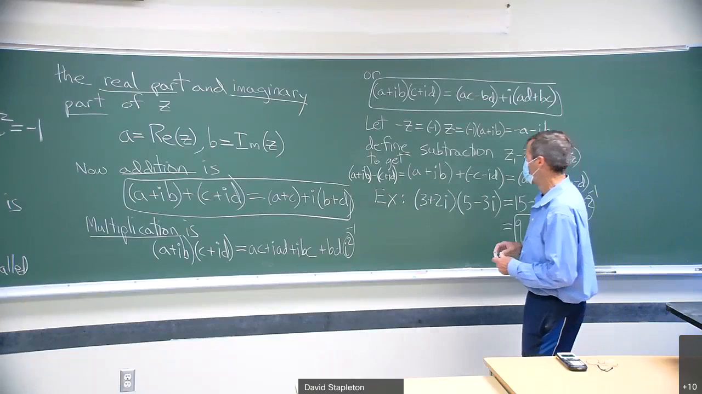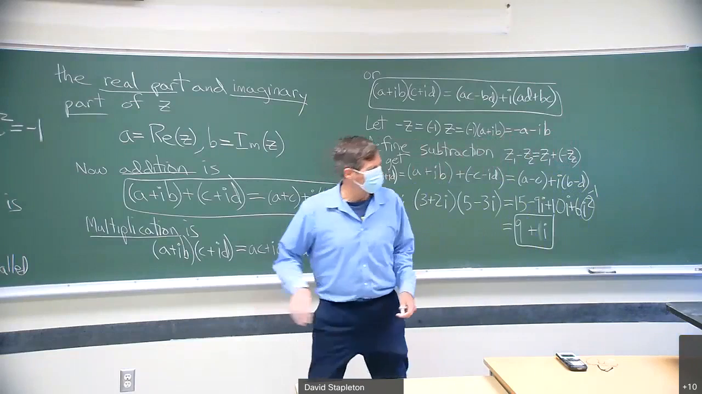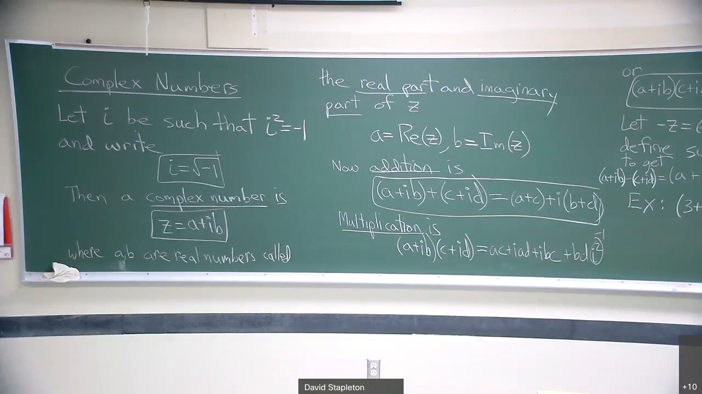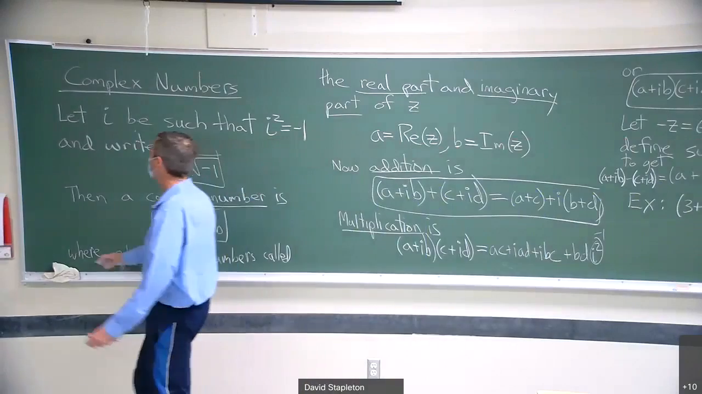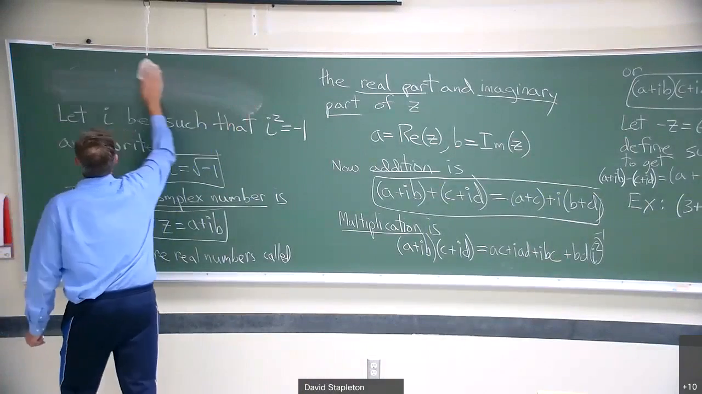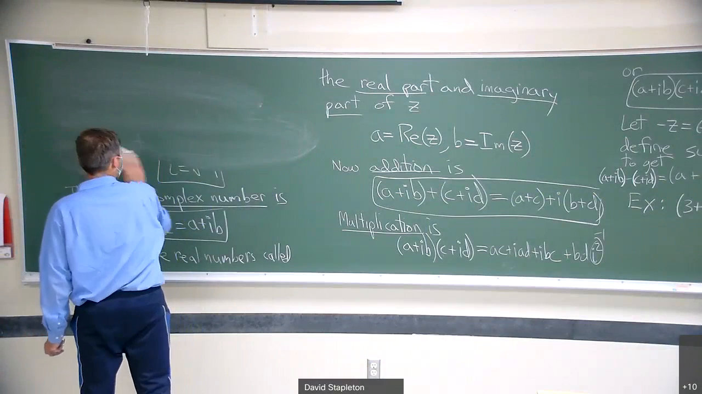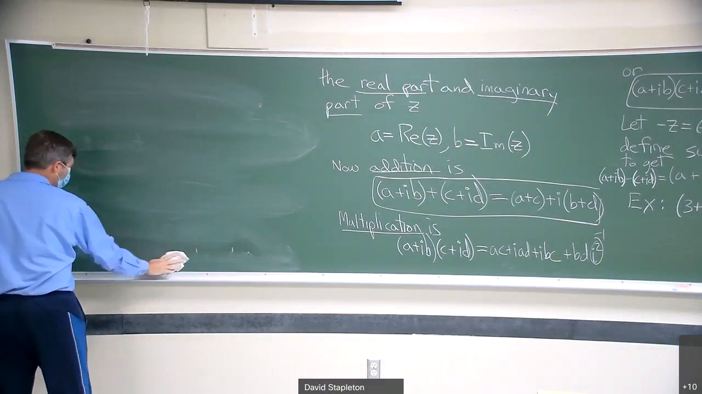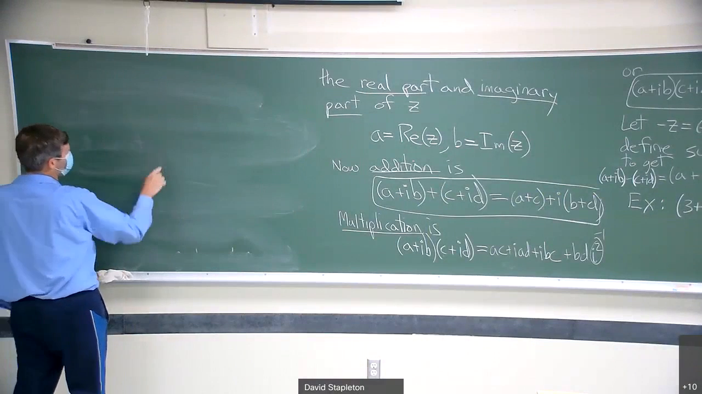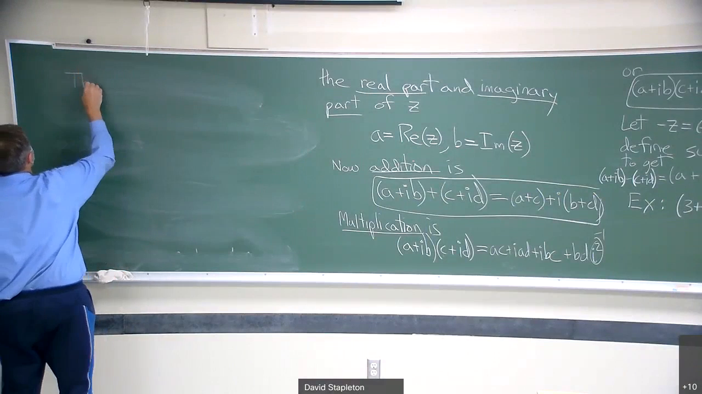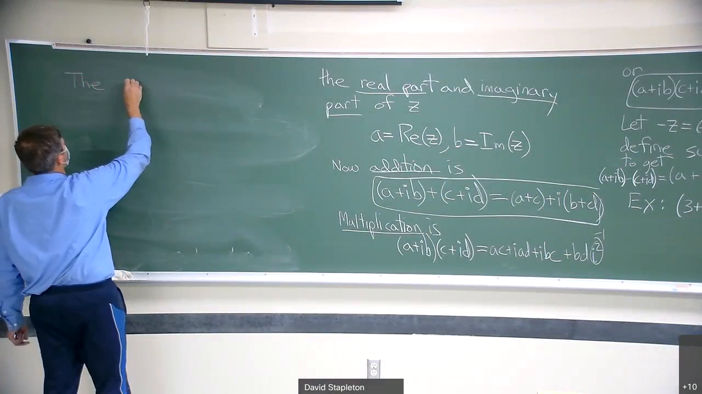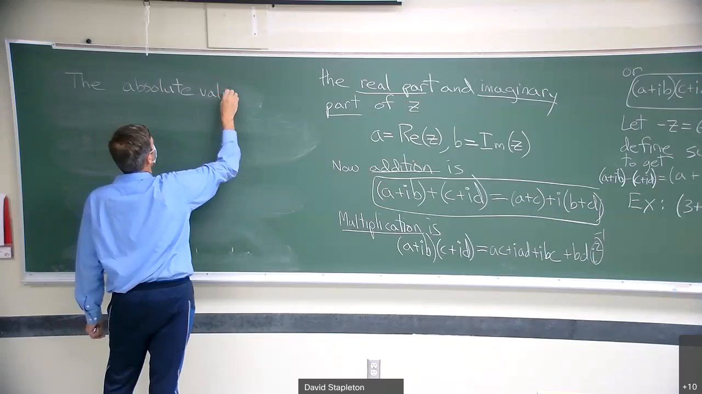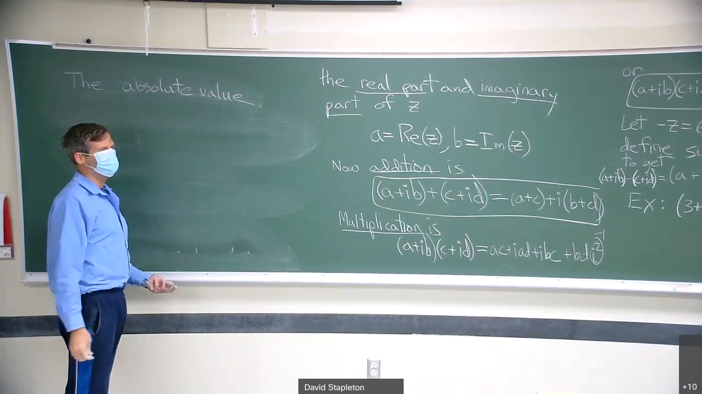Let's do some more things with these now. We've done addition, subtraction, and multiplication. What else can we do? One thing is we can find the size of a complex number, the absolute value. We're going to do it in analogy to the real number. This is where it starts to get slightly harder. The absolute value, how can you take an absolute value of an imaginary number, right?